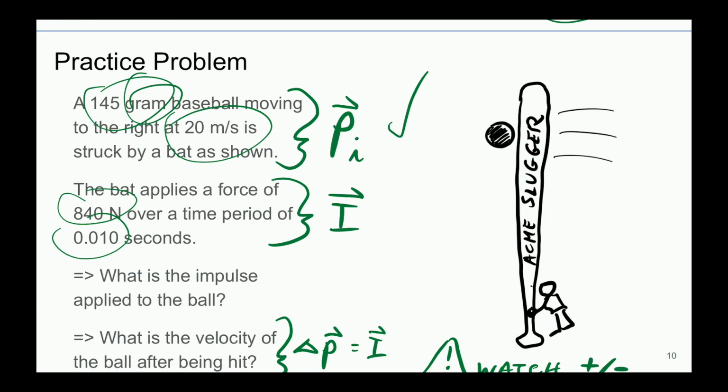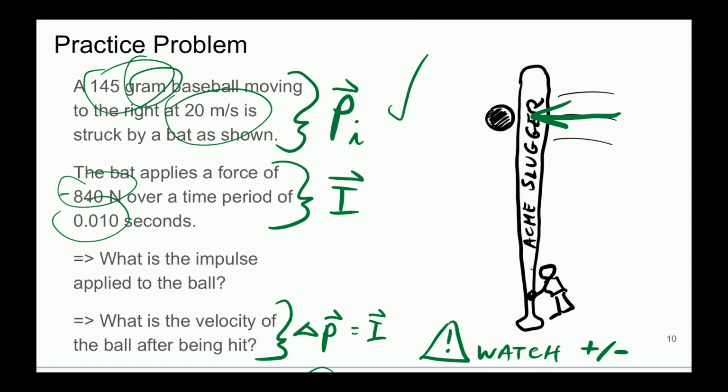If you got a different answer, you made the mistake that you were sort of set up to make here. If you look carefully at the statement here, it says the bat applies a force of 840 newtons over a time period. Note that that force is pointing to the left, right? You can see that in the picture. I think to be more fair in the question, I might have said a force of negative 840, but all I gave you there was the magnitude. The point of all this is be careful, watch your pluses and minuses, because momentum is a vector.